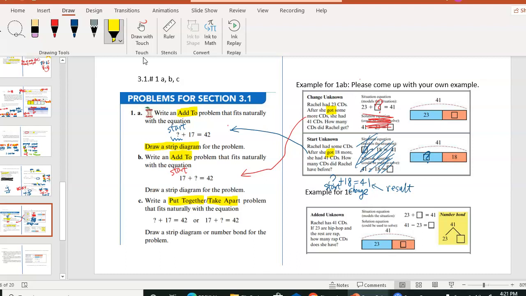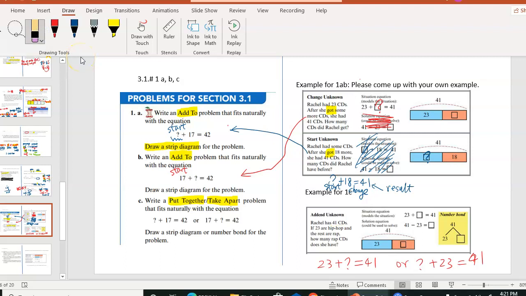So let's look at an example I have here. You want to write two problems. I guess I only did one of them. So it's like 23 plus what is 41, or what plus 23 equals 41. Oh, I'm sorry, in my case it's not 42, it's 41. In my example, that's 41. I'll use this number. Okay, so we want you to write a problem that fits naturally with this one or that one, and also draw strip diagrams or number bonds. So you can take a look at my example.